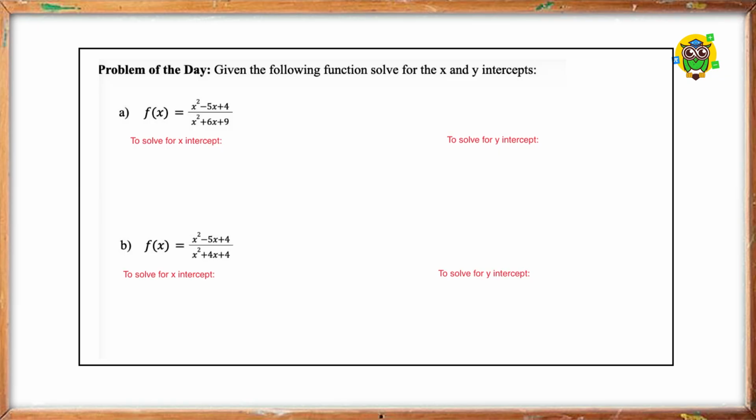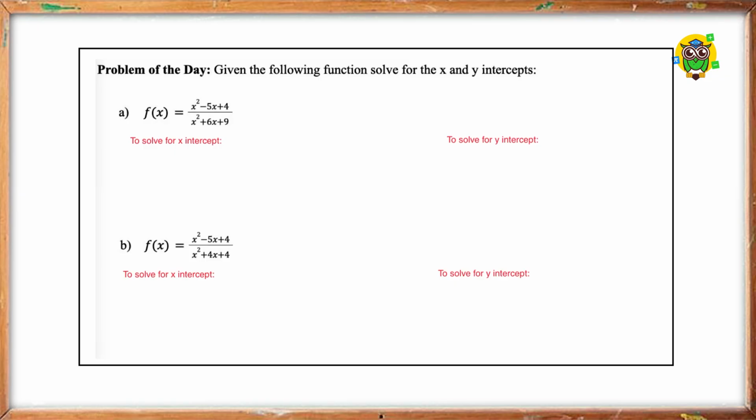Now let's move into the problem of the day. Given the following function, solve for the x and y intercepts. Part A, f of x equals x squared minus 5x plus 4 over x squared plus 6x plus 9. We're going to start off by solving for the x-intercept. To do this, we need to factor our function.